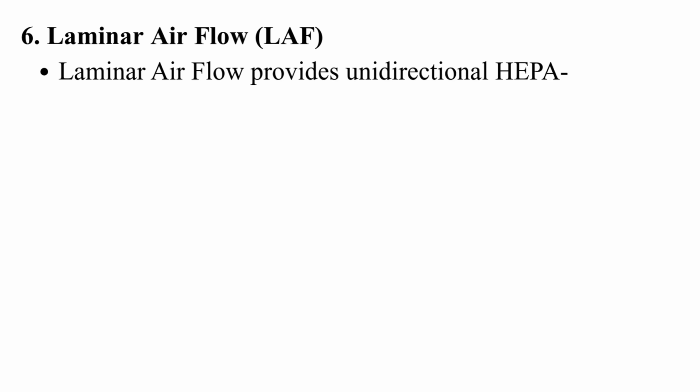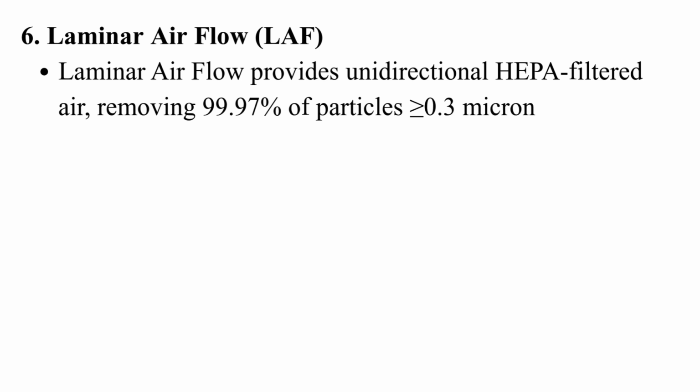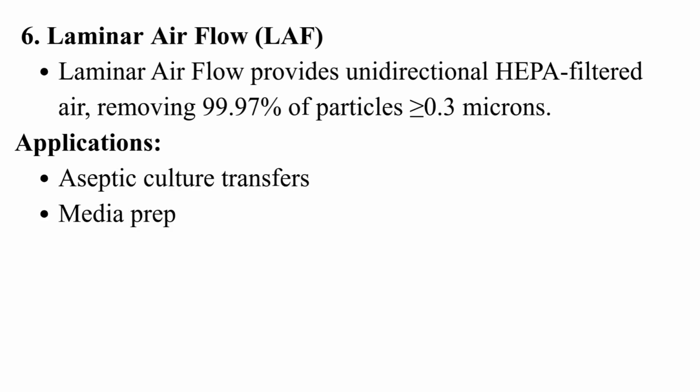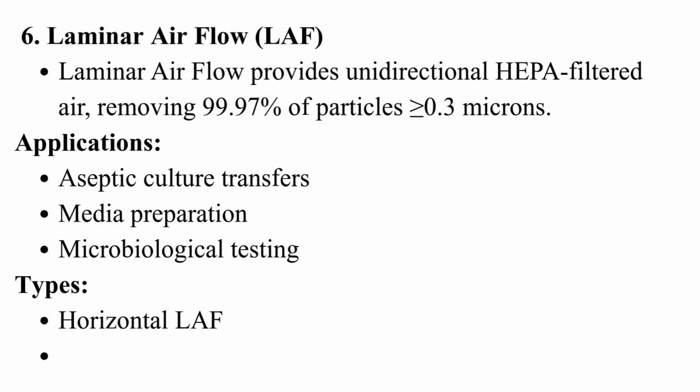Laminar air flow, LAF. Laminar air flow provides unidirectional HEPA-filtered air, removing 99.97% of particles greater than or equal to 0.3 microns. Applications: aseptic culture transfers, media preparation, microbiological testing. Types: horizontal LAF, vertical LAF.